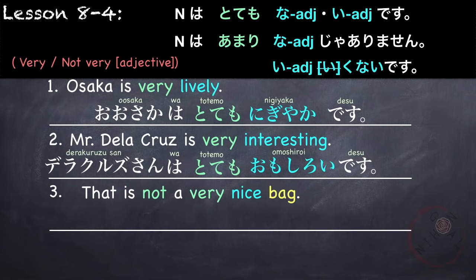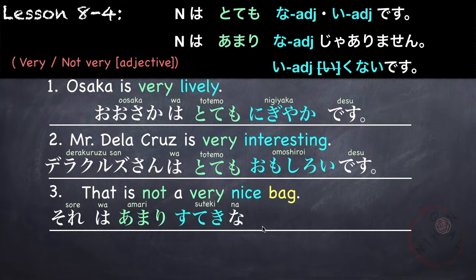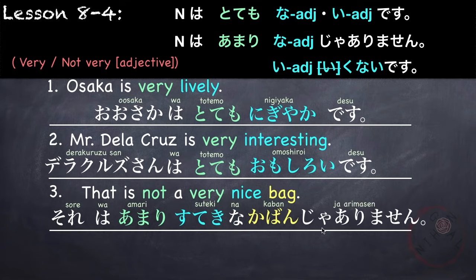Now, using not very or not so, あまり. That is not a very nice bag. So first, that is それ or それは, our adverb あまり, not very, and then our noun nice bag, 素敵なカバン. So we add な after the adjective 素敵 to modify our noun. 素敵なカバン and then negative is じゃありません。それはあまり素敵なカバンじゃありません。So remember, あまり is always used in the negative form of the adjective.